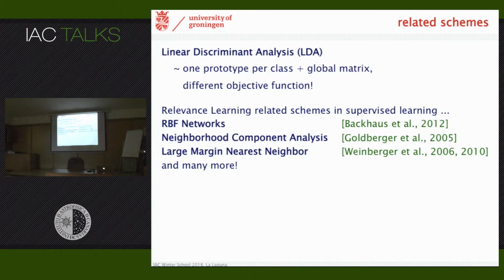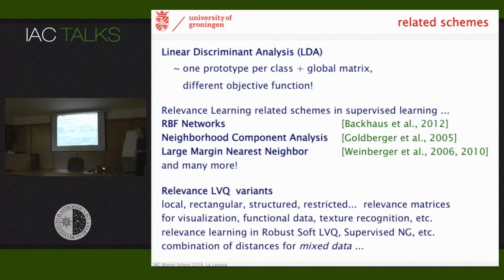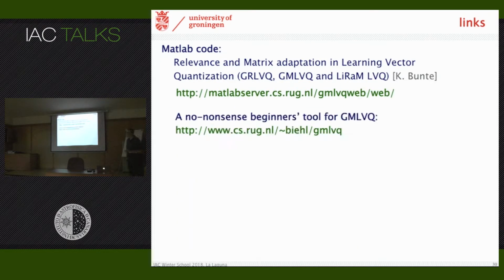Relevance learning schemes appear also in other supervised learning, in radial basis function networks. And there's neighborhood component analysis. There's large margin nearest neighbor by Kilian Weinberger, who suggested a very similar idea, an adaptive distance measure in a nearest neighbor classifier, which is very attractive. And if you Google that, you will find also downloadable code for using it. There are many variants of the relevance LVQ. I already discussed a few, but I don't have the time to go into details.